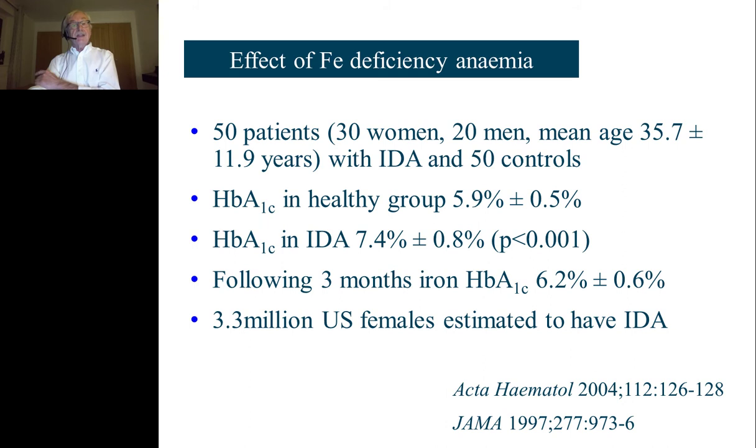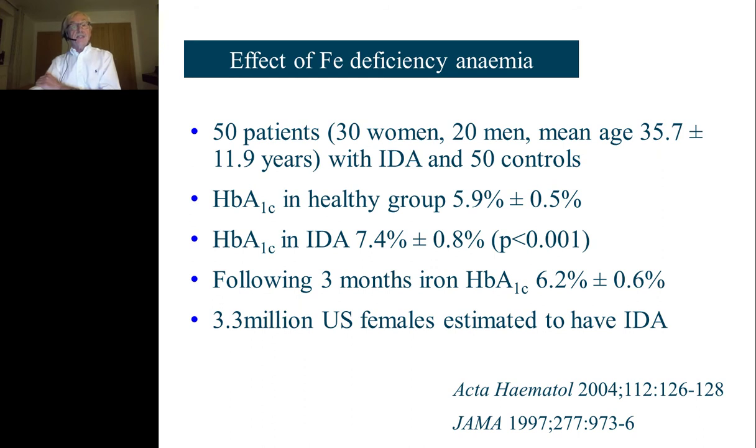Just quickly, this is a very nice but very small study done in 2004, where 50 patients with iron deficiency anemia were compared with 50 controls. The hemoglobin A1c in the healthy group was 5.9%, plus minus 0.5. In the iron deficiency anemia group, it was 7.4, plus or minus 0.8, and that was significantly different from the healthy group.